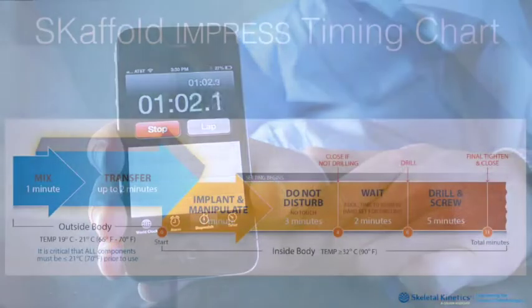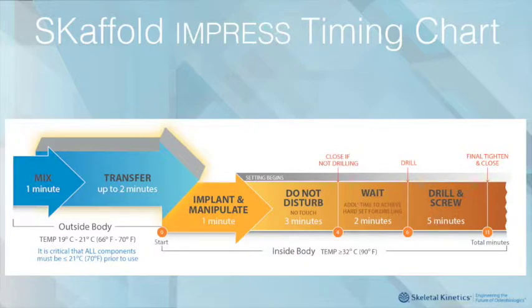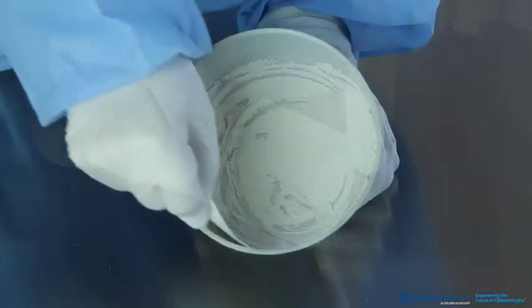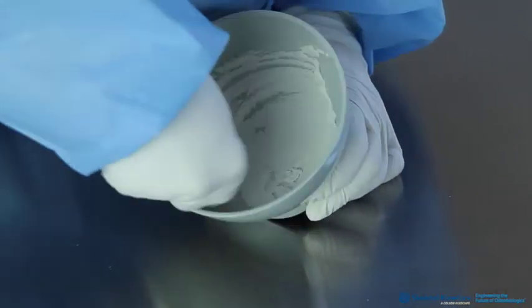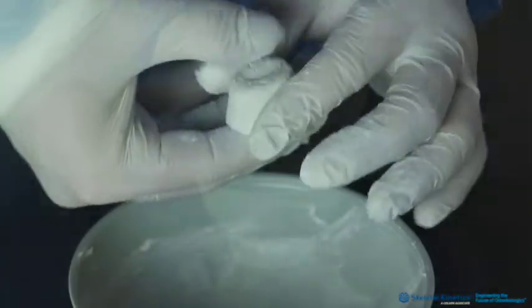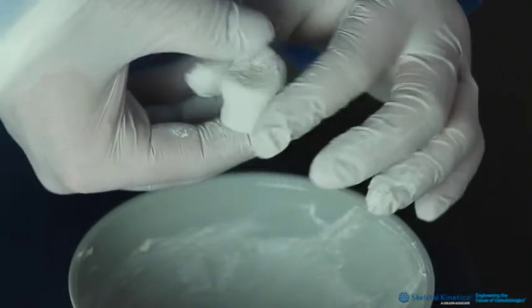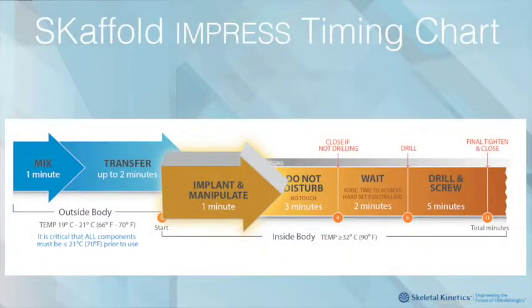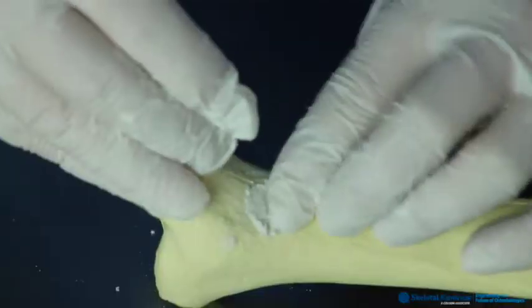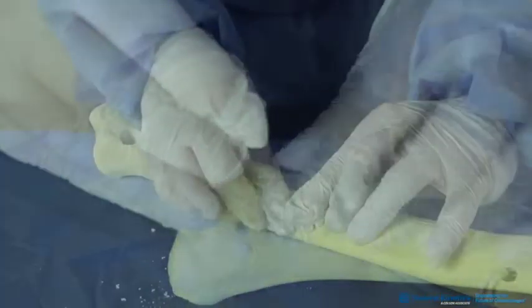You will have up to 2 minutes now to transfer the material for implantation. Take the curved end of the spatula and, scraping the side of the bowl, remove and collect the material onto the spatula. This should go very quickly. Once all the material is collected on the spatula, the material is now ready for implantation. Start a new timer. The surgeon will have up to 1 minute to implant and manipulate the material in vivo.